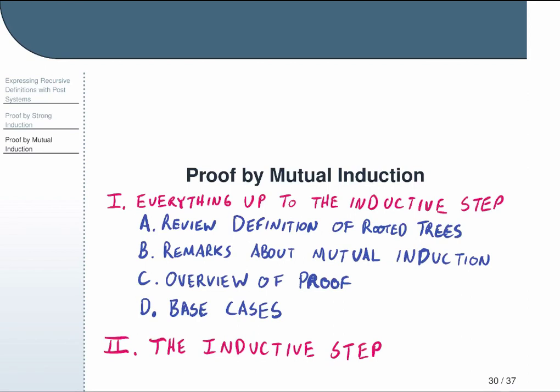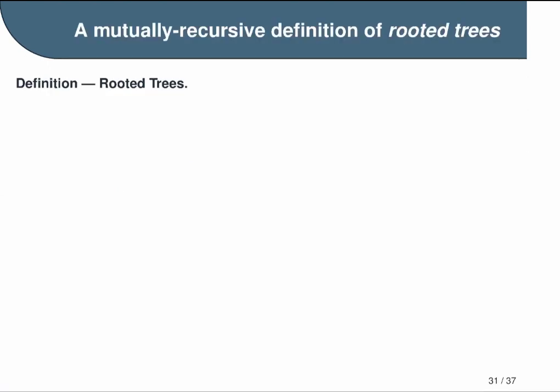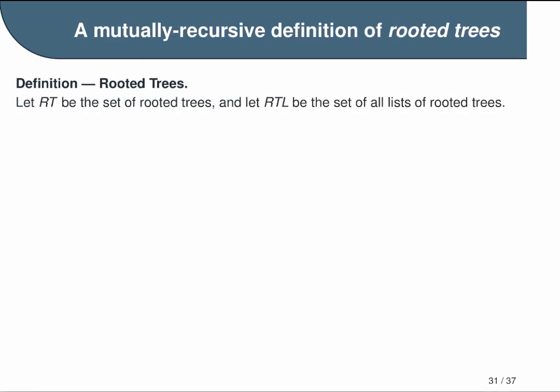Okay, so let's start by reminding ourselves of the definition of rooted trees. Remember, we define these using a mutually recursive Post system in which we had two sets. We have RT, that is our set of rooted trees, and we have RTL, that is the set of all lists of rooted trees. And we begin with just one base case where we say nil, which is the empty list, is in our set of rooted tree lists.